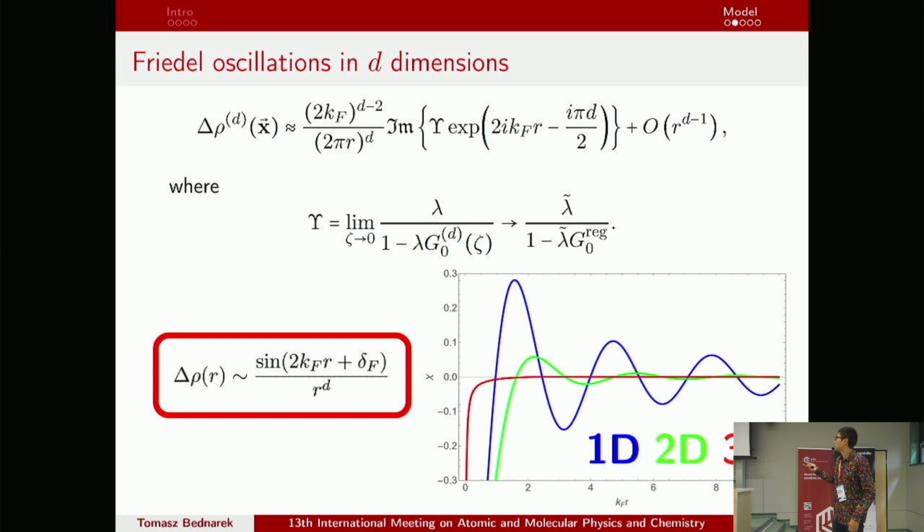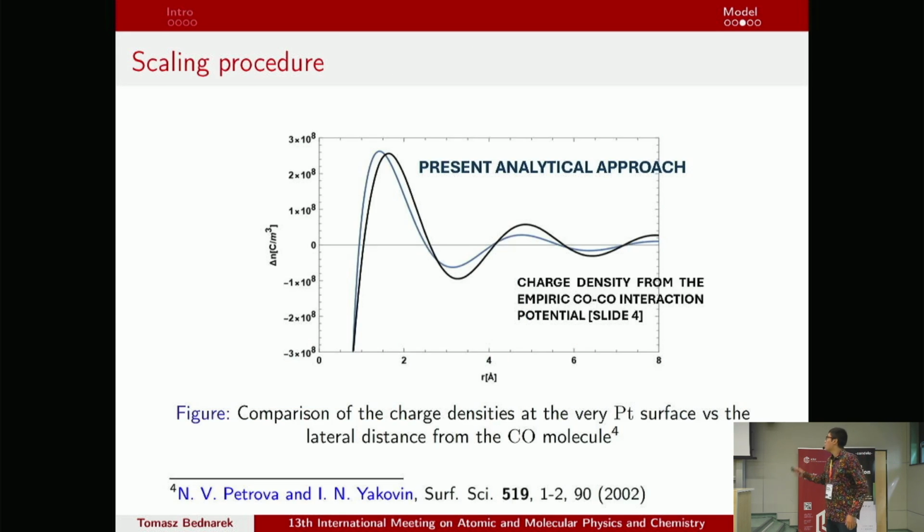The most important thing is that we have the power law here, r to the power of d, and this tells us how quickly those oscillations decay. So basically speaking, in 1D, of course, the oscillations persist the longest. That's the obvious one. The surface states are two-dimensional, so the Friedel oscillations will persist the longest, whereas for the three-dimensional bulk states, they will die off pretty quickly. So this is also a justification why we are focused on the surface states.